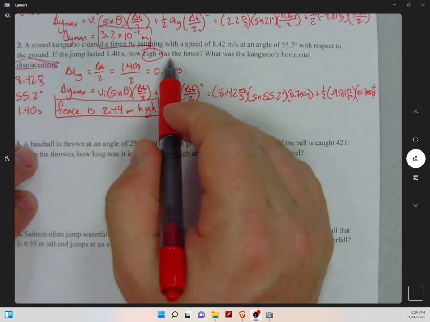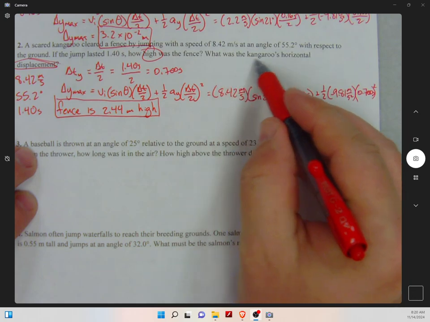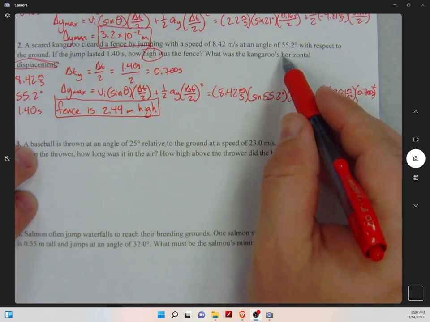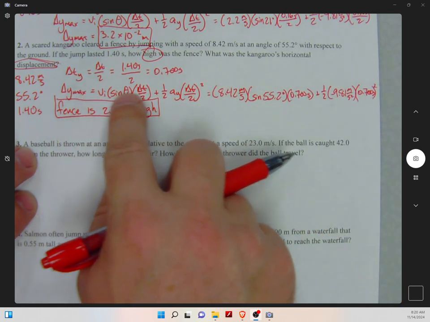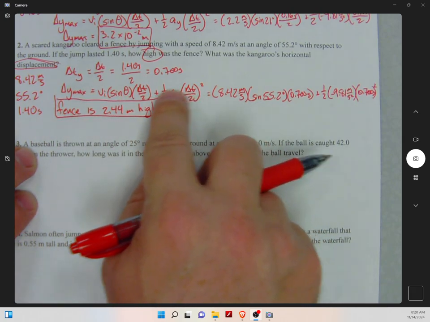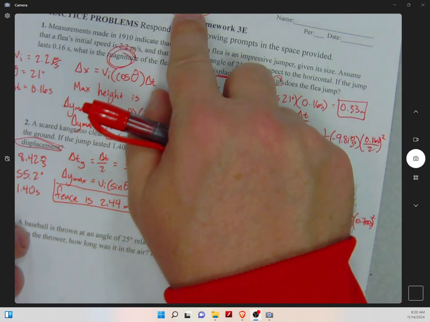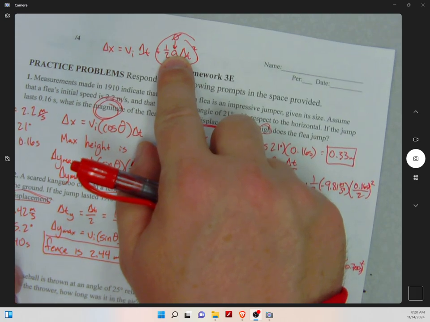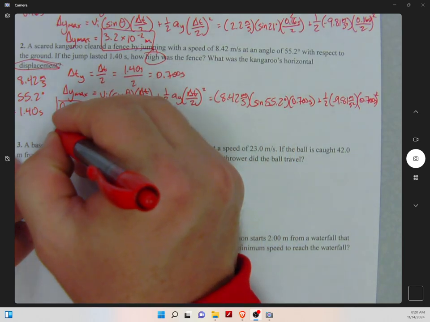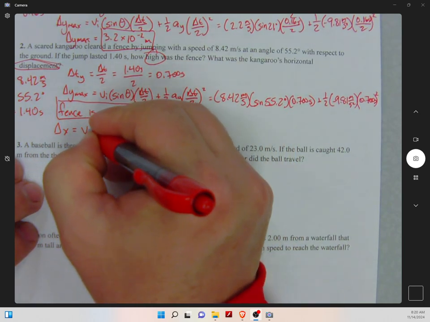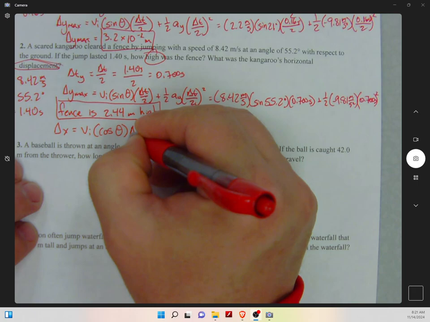Right, so how high is the fence? 2.44 meters. Now the second part of this question is, what is the kangaroo's horizontal displacement? Well, again, if I use this same kinematic, but instead of setting it up for the y component like I did here, I set it up for the x component, remember, acceleration is going to be 0 in the horizontal plane. So I actually only have to deal with delta x equal to vi cosine theta times delta t.